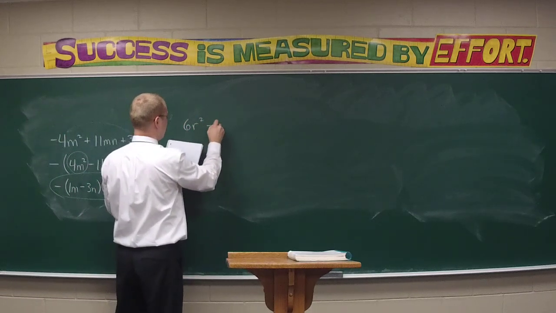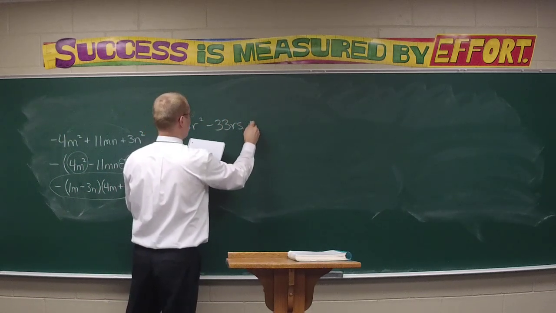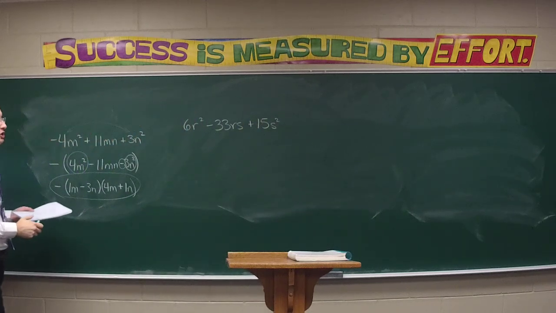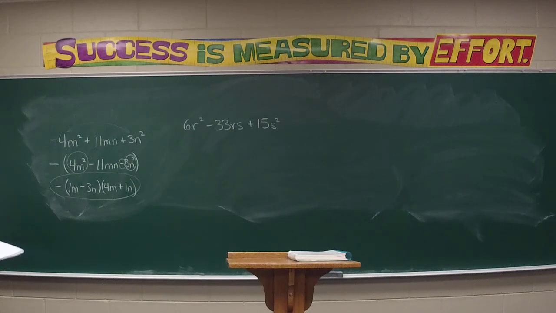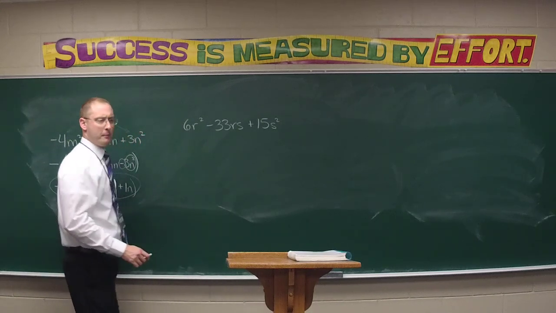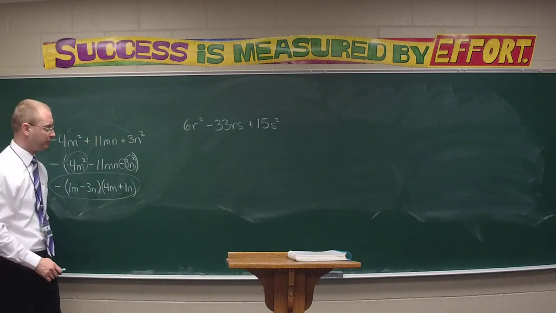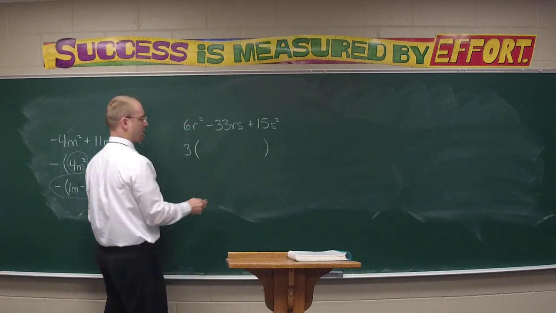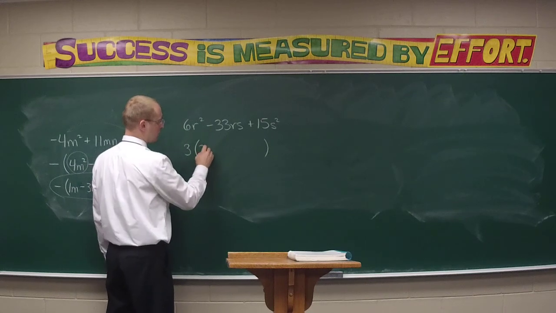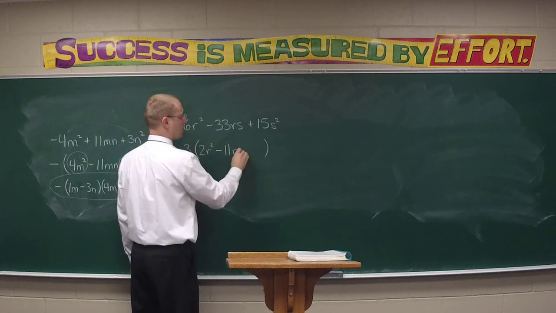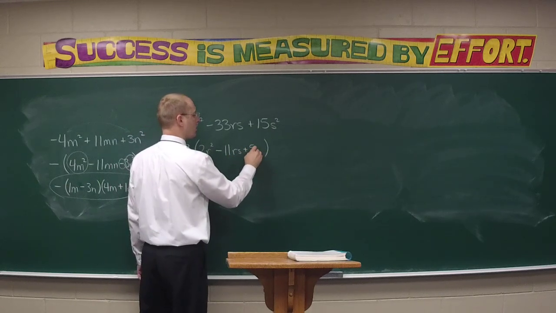6r squared, negative 33rs, positive 15s squared. By the way, make sure your s's are smaller than your 5s, because a lot of times an s can look a lot like a 5 if it's the same size. So make sure your 5s are bigger and the s's are smaller. Thoughts on what we should do first here, Michael? Factor out the 3. Yeah, I should see a 3 common to everything. What does that give us? It gives us 2r squared, negative 11rs, positive 5s squared.